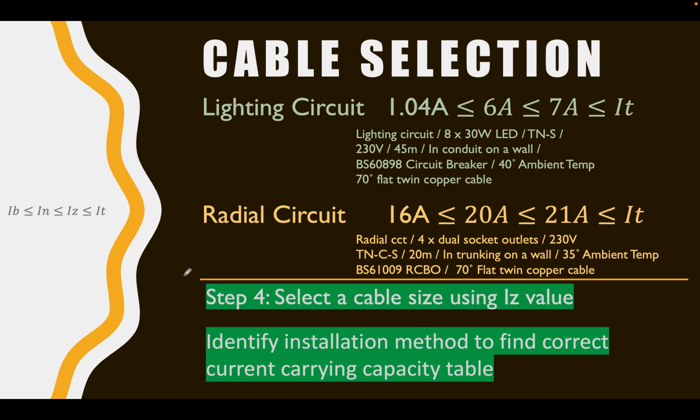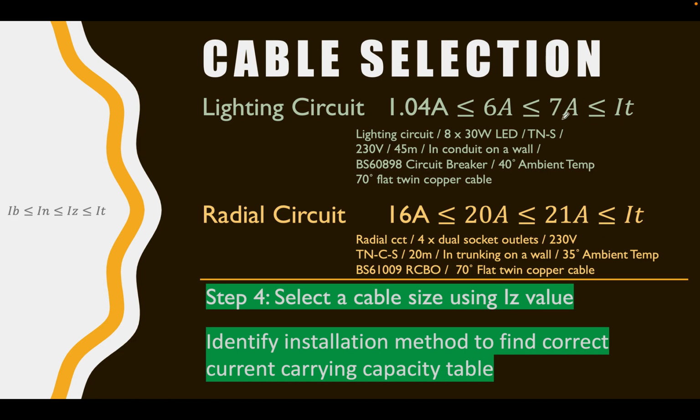Okay, so we're on to step 4, where we're going to select a cable size using our Iz value, which was the current carrying capacity of the cable in the conditions it's installed in. And then based on that value, we're going to identify an installation method, what we're using in our circuits, to find the correct current carrying capacity table to go to in order to choose a size of cable which is going to be suitable for our installation.